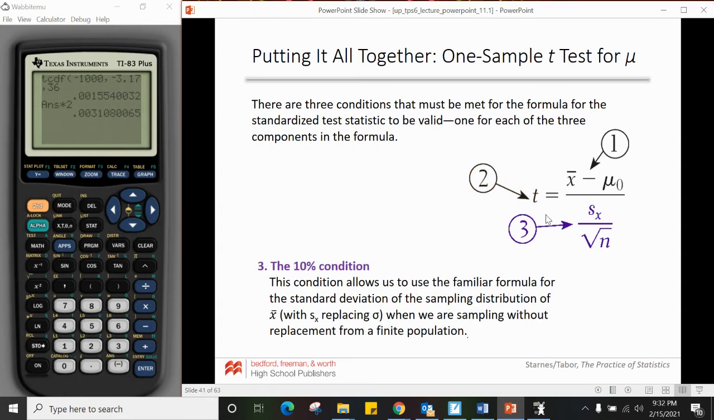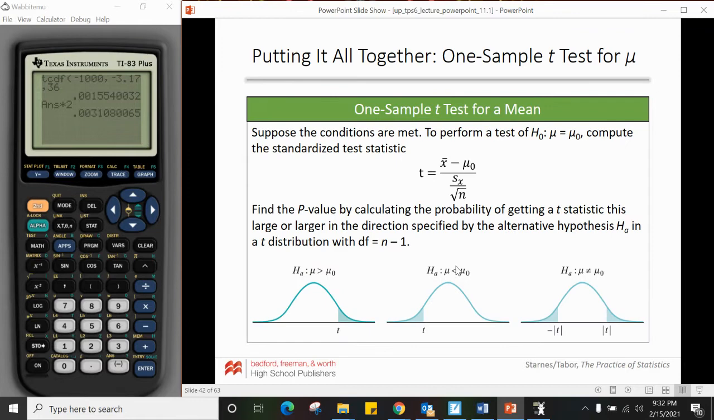And then the 10% condition allows us to use that formula for the standard deviation of the sampling distribution of x bar. So basically, we're going to end up using s sub x because we don't know sigma, but we can use that s sub x over square root of n since the 10% condition is met. All right.